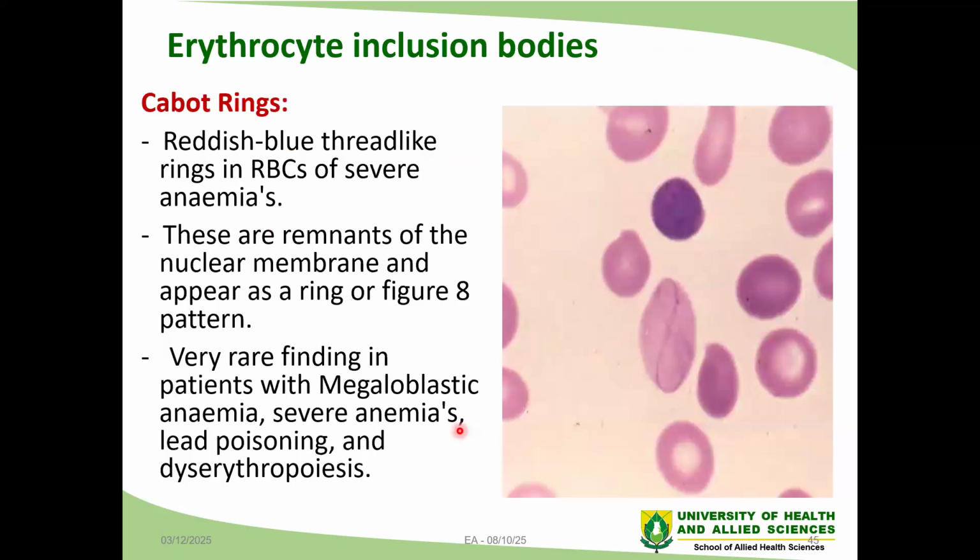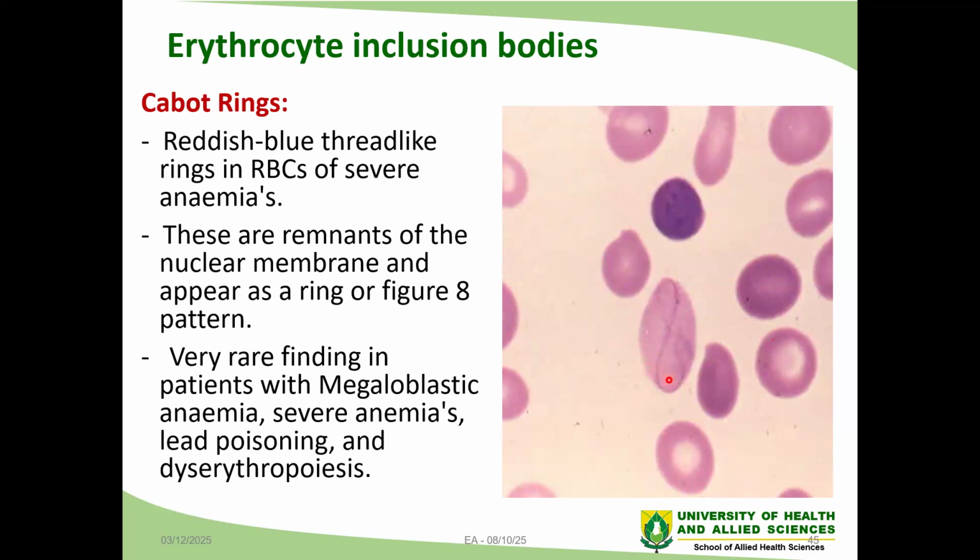The next, which may be about the last inclusion body we are looking at, is what we call the Cabot rings, or the Cabot ring. If you look at this picture, we can see a certain lining or inclusion within the red cell, which is looking like a figure of 8. You can see that it is staining reddish to purple, almost like a thread.